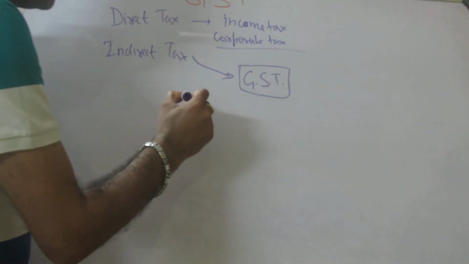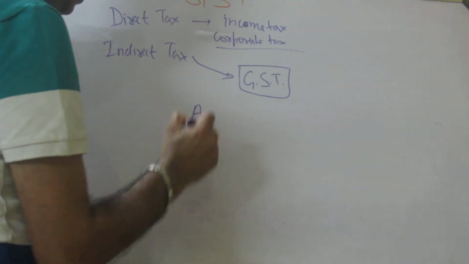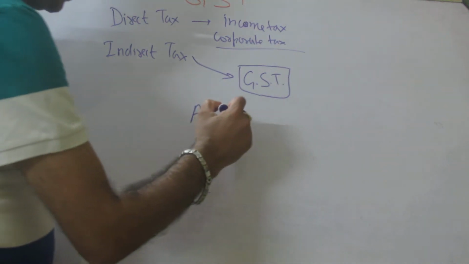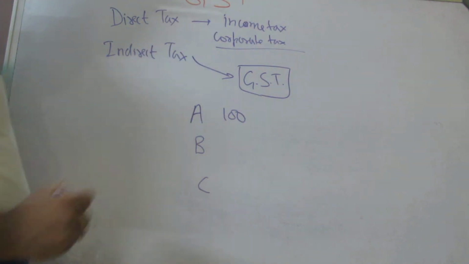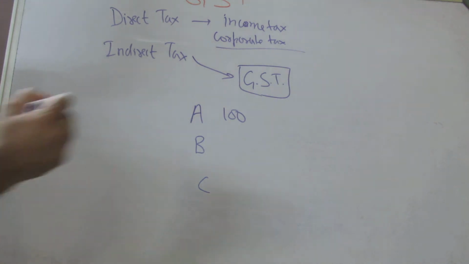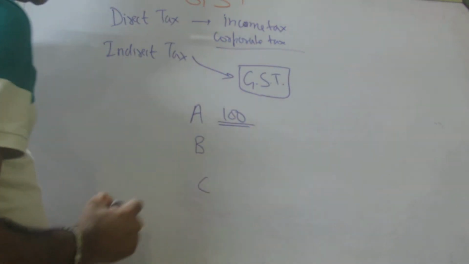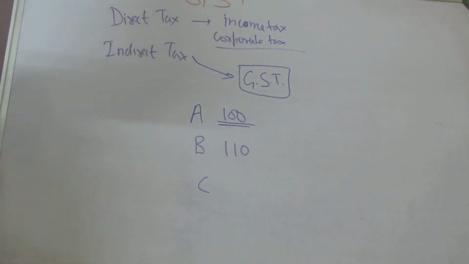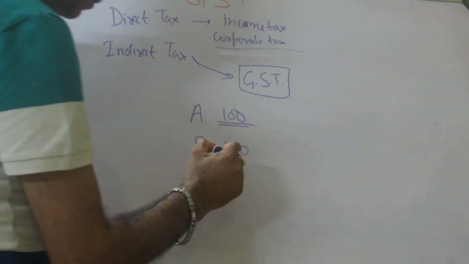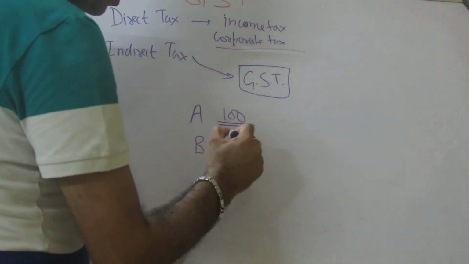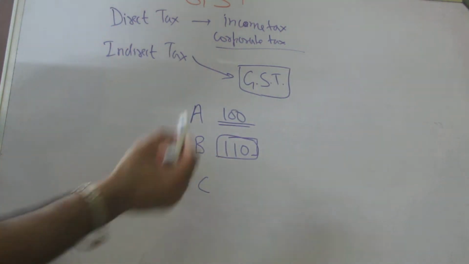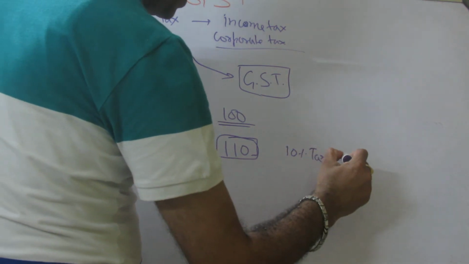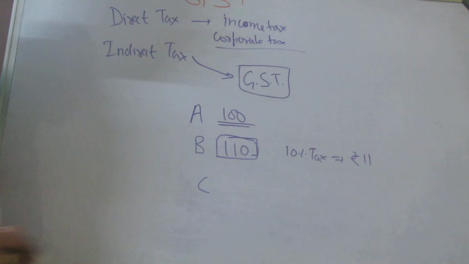That means if there are three people like A, B and C. Now if A has a product worth 100 rupees and he sells it to B at 110 rupees, B will pay tax on 110 rupees. Let us say the tax is 10%. So B will pay how much? B will pay 11 rupees.